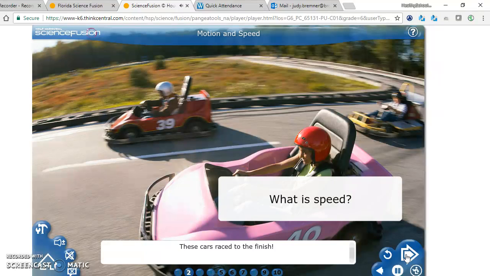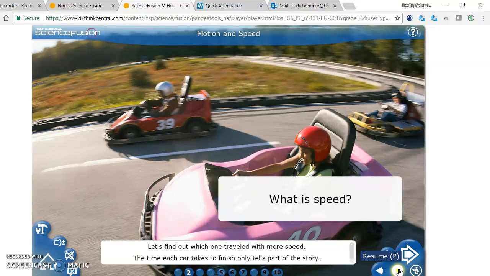These cars raced to the finish. It took both cars 10 seconds to drive their tracks. Which car was traveling faster? Let's find out which one traveled with more speed.